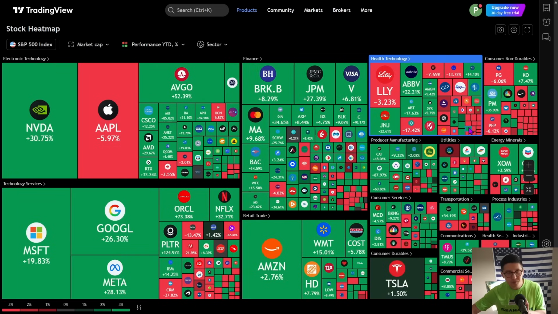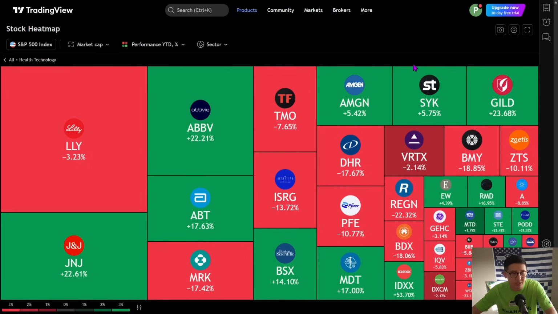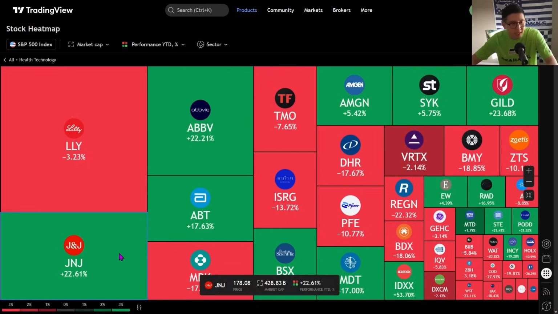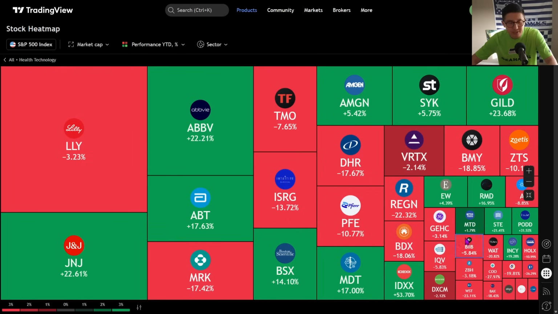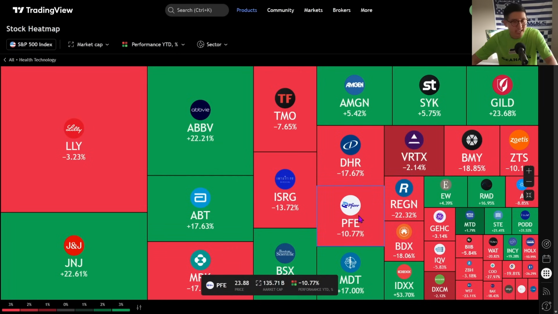I think health is where a bulk or a majority of the companies represented are in the red rather than green. So if we make it bigger, we can kind of take a look at what's going on. Johnson & Johnson is leading the way, 22.6%. Okay, I lied. Gilead is 23.6%, but almost every other pharmaceutical is kind of suffering right now. Bristol Myers Squibb, Pfizer, Danaher, Eli Lilly, suffering.